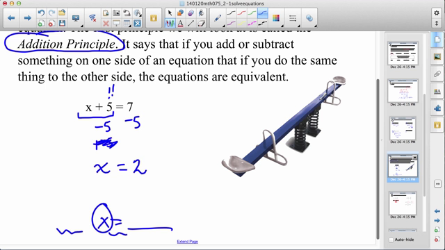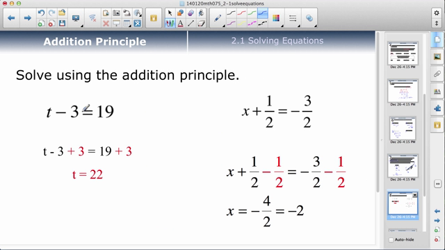Notice I've got this little teeter-totter here as a picture to illustrate this. Really what you want to do is keep a balance. So if you subtract 5 on this side, subtract 5 on this side. If you times by 2 on this side, times by 2 on that side. Maybe I'm getting a little ahead of myself. That would be a different principle. Let's try a couple.